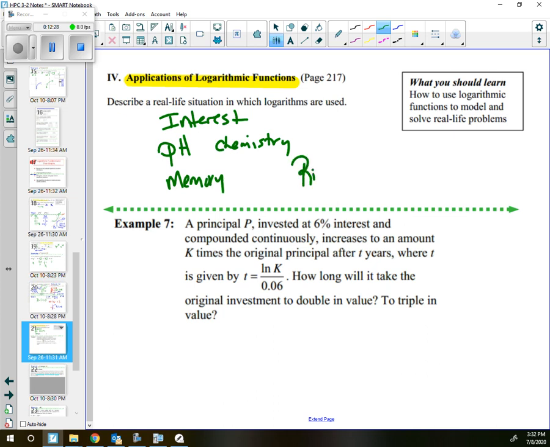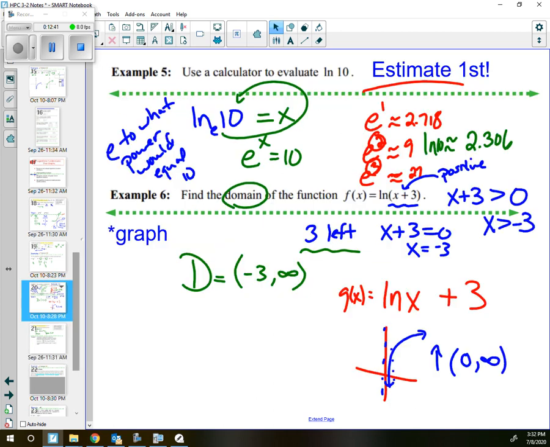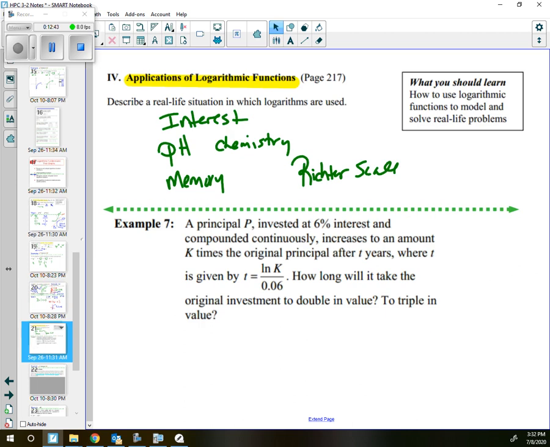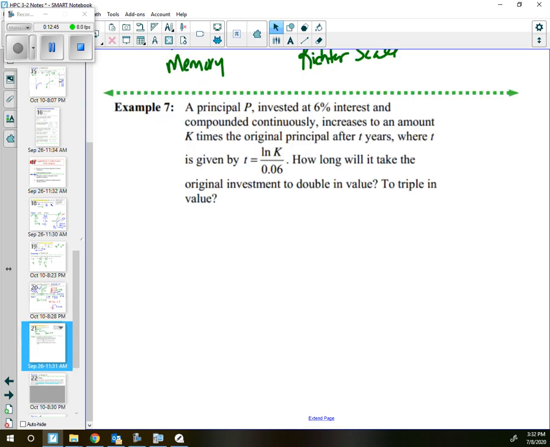Another great one that we'll get to later is the Richter scale, named after the scientist Richter. You remember what the Richter scale measures? It has to do with earthquakes. So we're going to talk about that as well a little bit later in the chapter. We'll do some examples of that. So there's tons of them. We'll just talk about these 3 here as examples.